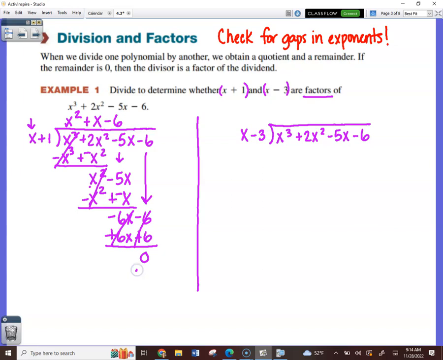Because I got a remainder of 0, that tells me that actually is a factor, and this is what you get when you divide into it.